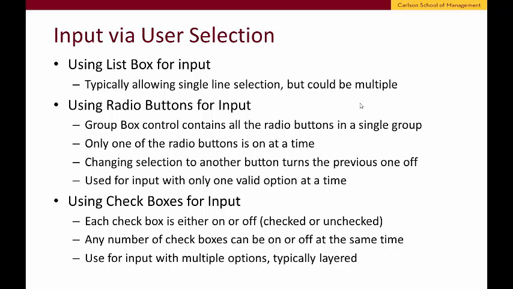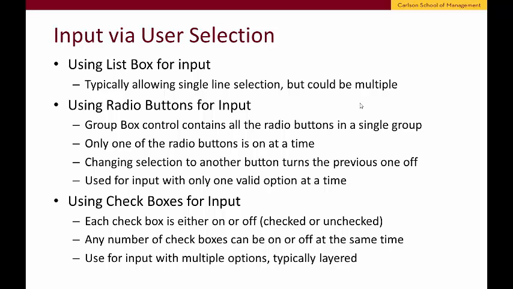So this is the last topic of this video and introduces several new controls which are designed to gather and validate user input at the same time. List boxes are typically used for text input, but could be used for numbers as well. Most of the time, a single line can be selected at one time, but a list box could be programmed to allow multi-line selections as well. Radio buttons are used for selecting one among several mutually exclusive alternatives.